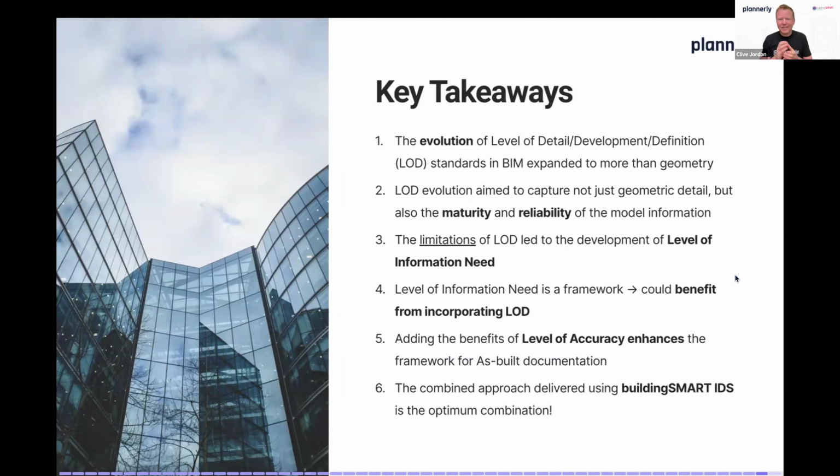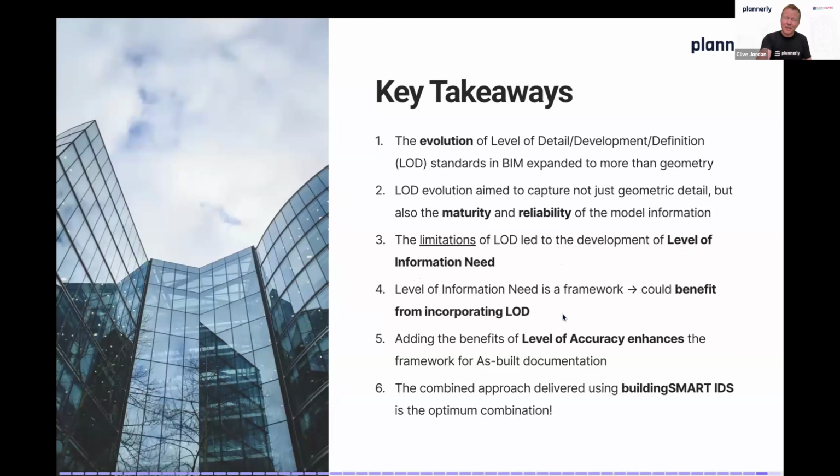Level of detail started off by focusing on how do we define geometry, because the team that created it was more interested in evaluating geometry to create quantities for estimating and scheduling. That then evolved into the concept of development and definition as standards. And we also saw, because of the requirement to understand the maturity, the reliability of that set of geometry as well. But we realized that the limitations and the combining of information requirements even into a single LOD number scale really did mean that it was difficult to package, difficult to interpret, and sometimes led to some owners requesting an LOD 400 model and nobody really understanding what that meant. So this led to the need for the level of information need framework.